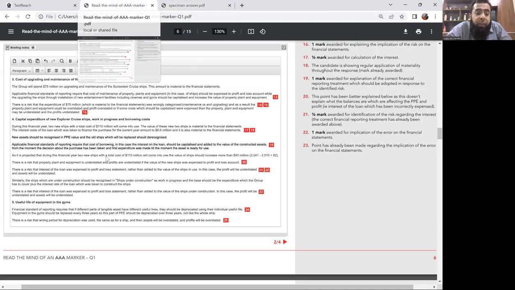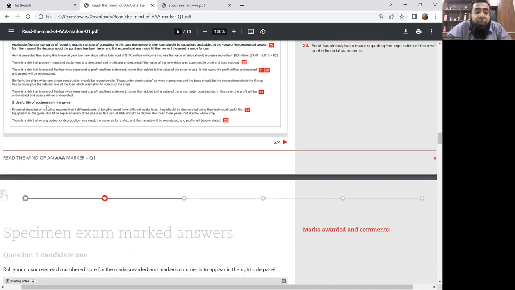Now, if we go further, there is a point relating to the useful life of equipment in the gym. Financial reporting standards require that if different parts of a tangible asset have different useful lives, they should be depreciated using the respective useful life. Equipment in gyms should be replaced after every 3 years. So this part of PPE should be depreciated over 3 years, not like the whole ship. Comment number 24, you got a complete 1 mark. You explained the correct treatment well, you got 1 mark.